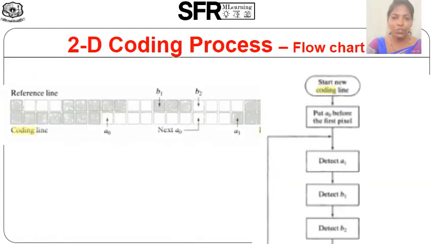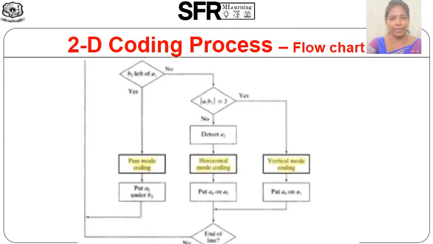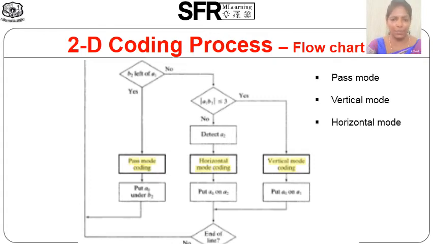So this is the flow chart that is given for the 2D coding process. Here we have to find A0, A1, B1 and B2, as I told you earlier. Afterwards, we have to go through the coding concept. For the coding concept we have three different types of modes: one is pass mode, another is vertical mode, and the third is horizontal mode.